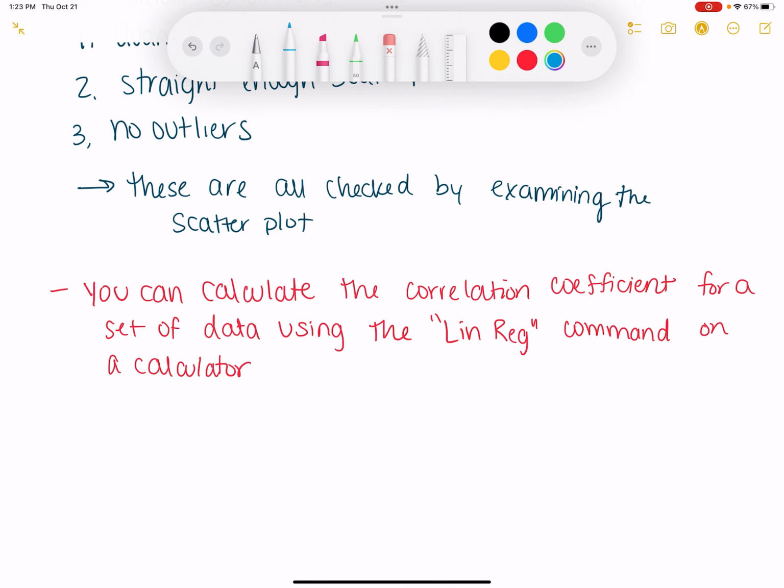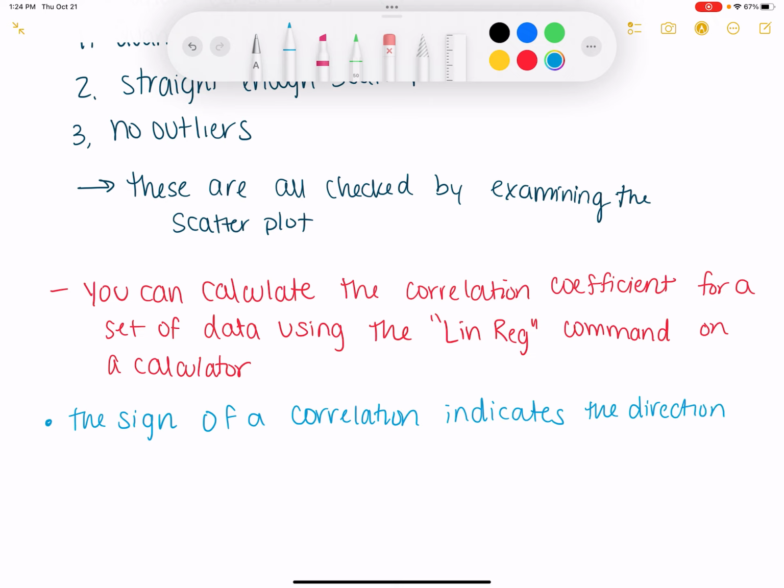All right. Couple things here that are just important. The sign of a correlation indicates the direction of the association.